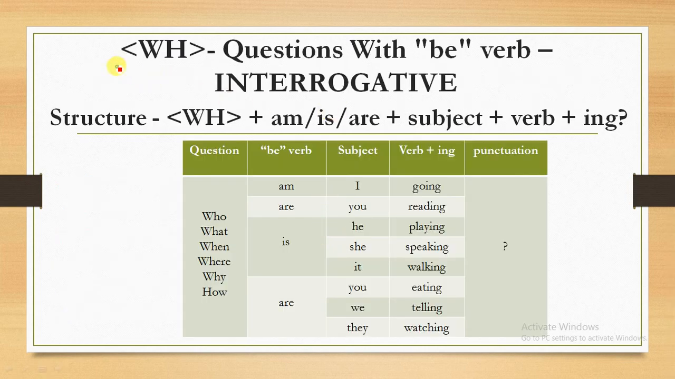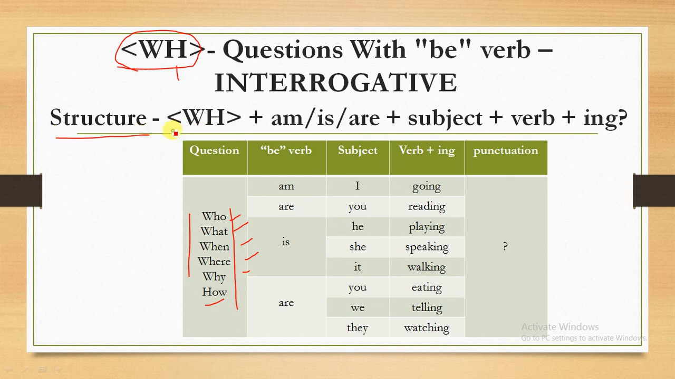So in this slide we will go through some WH questions. I already told you about these WH words, right? In W we can see five words: who, what, when, where, why, and this H stands for how. With the help of these WH words we can create multiple sentences. First of all we will go through the structure.